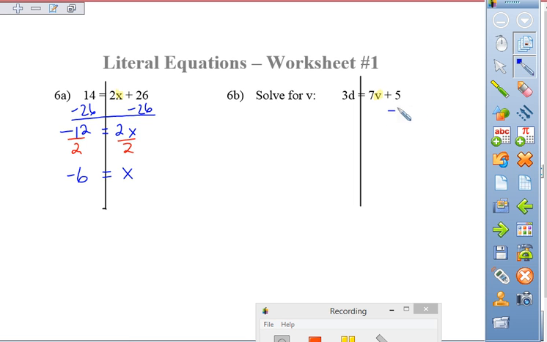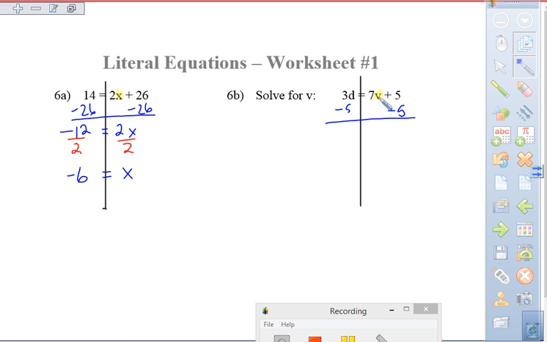The first thing we're going to do is subtract 5. So on the right, I'm left with 7v. On the left, these two are not like terms, so I need to write them separately. And now I need to get rid of the 7 to get the v by itself, so I'm going to divide by 7. On the other side, we're going to divide both parts by 7. So then on the right, I'm left with v.